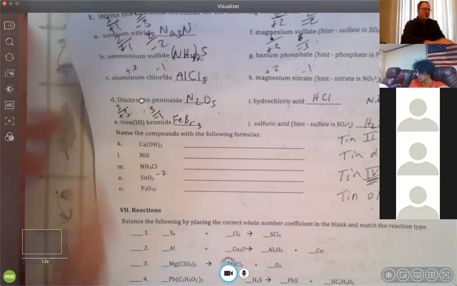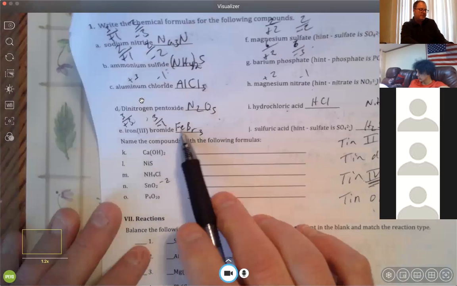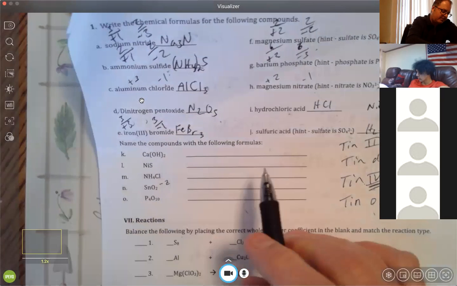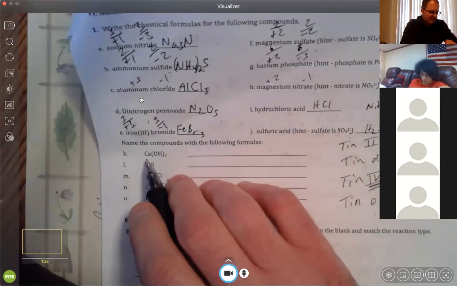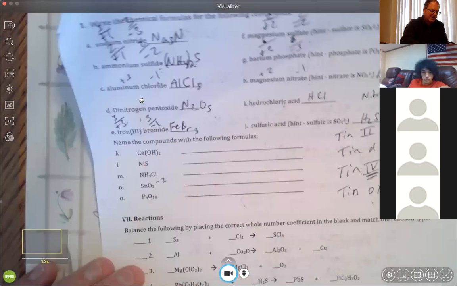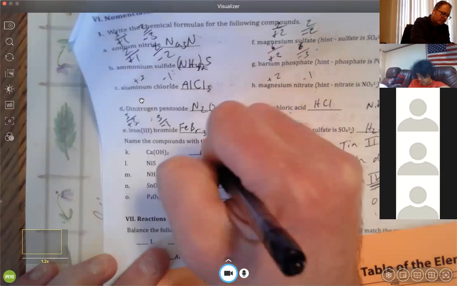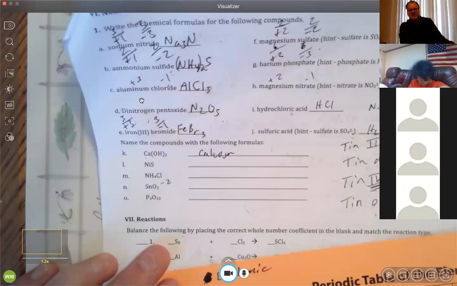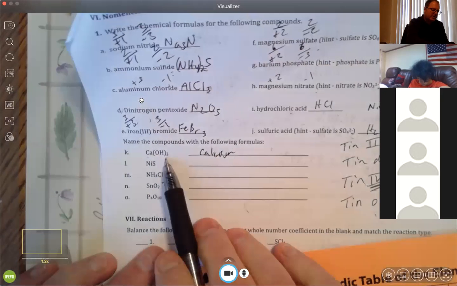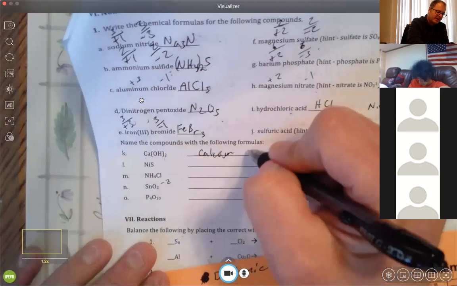Now we have to go from the chemical formula to the name. So some of these are easy. If it's in group 1A, 2A, like calcium, we simply name it calcium. OH is on the back of the periodic table, and it's called hydroxide, so we simply call that hydroxide.